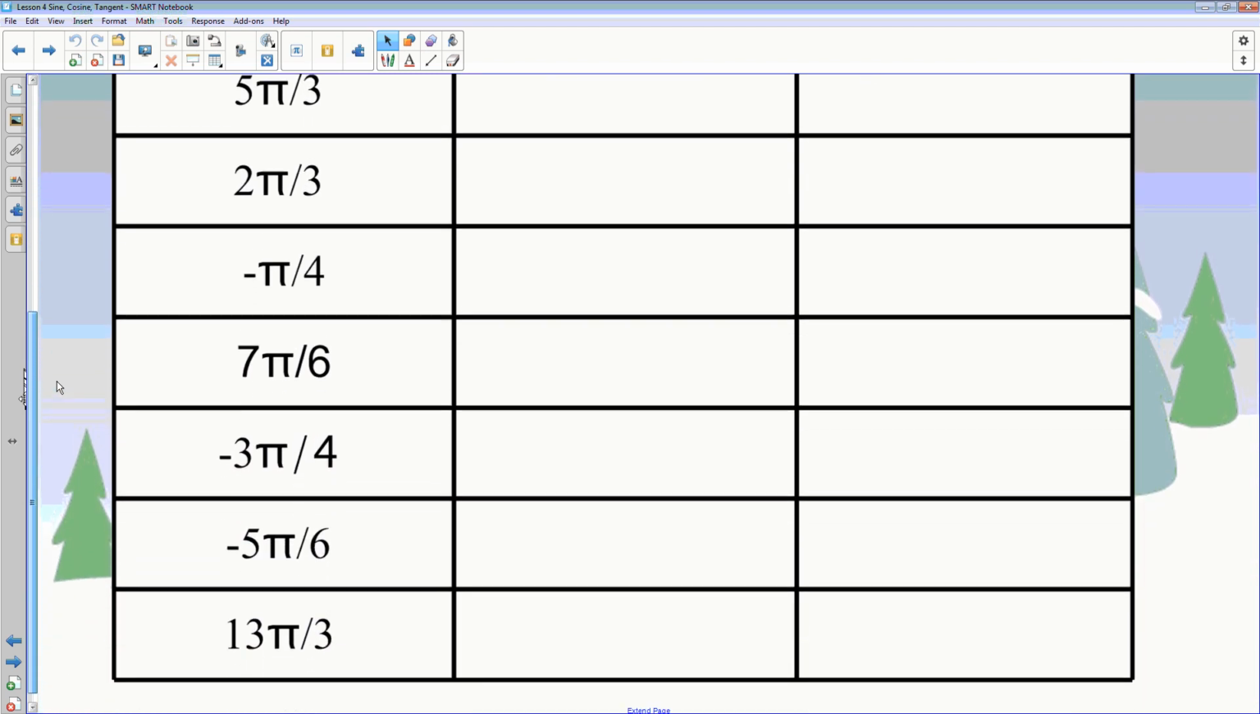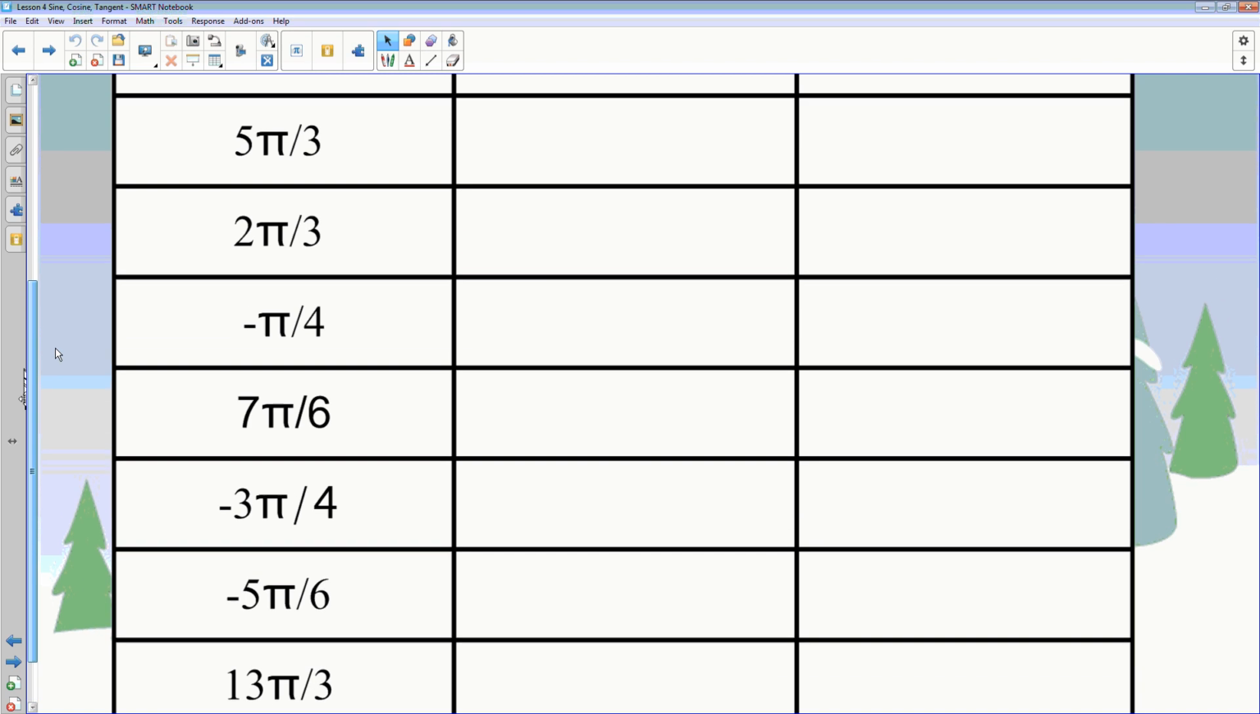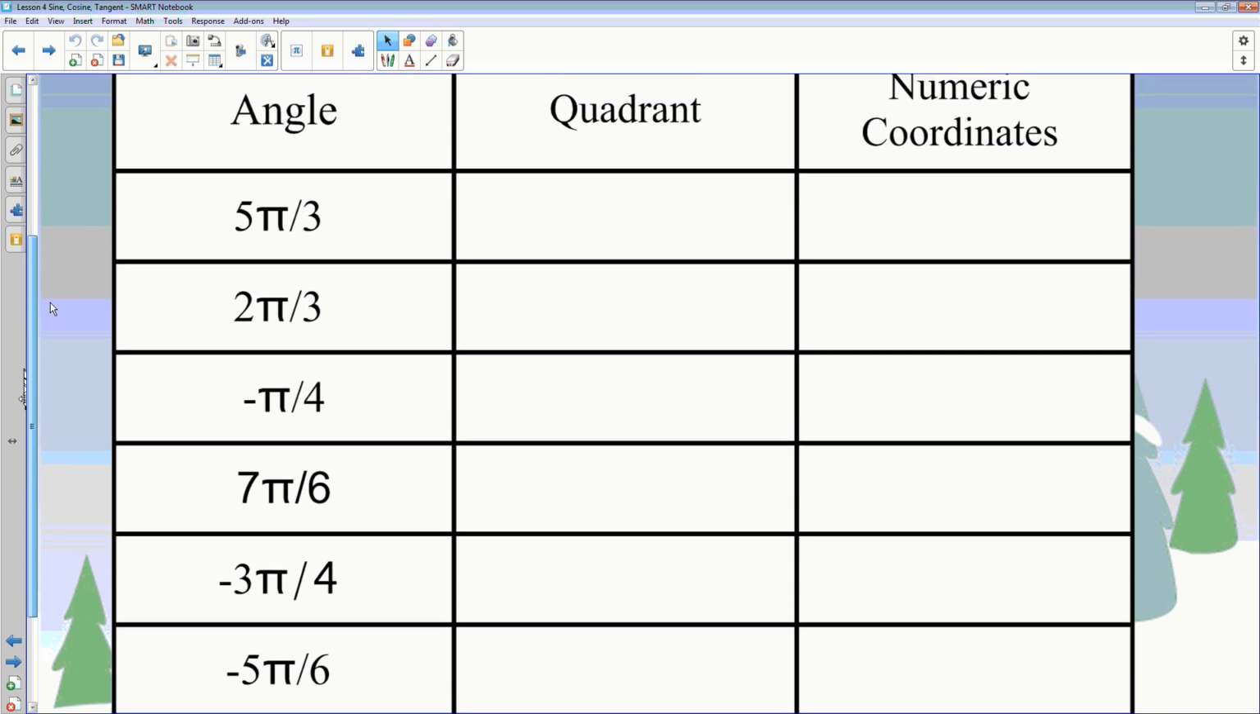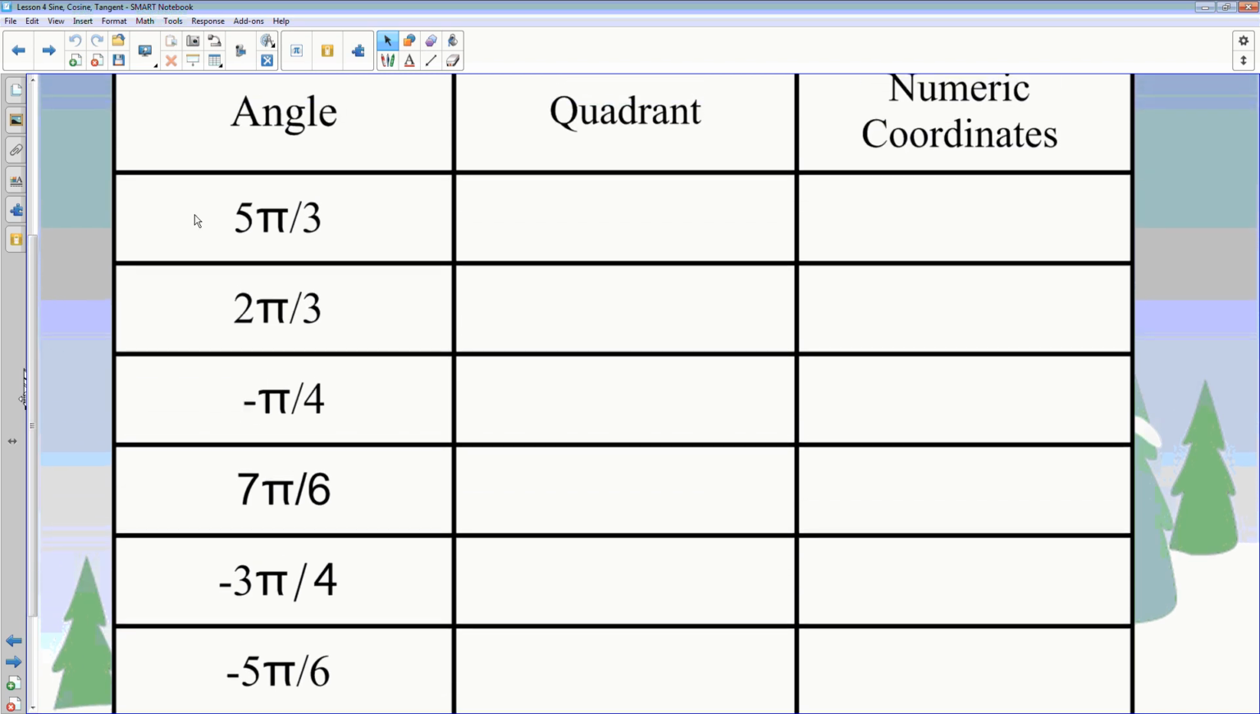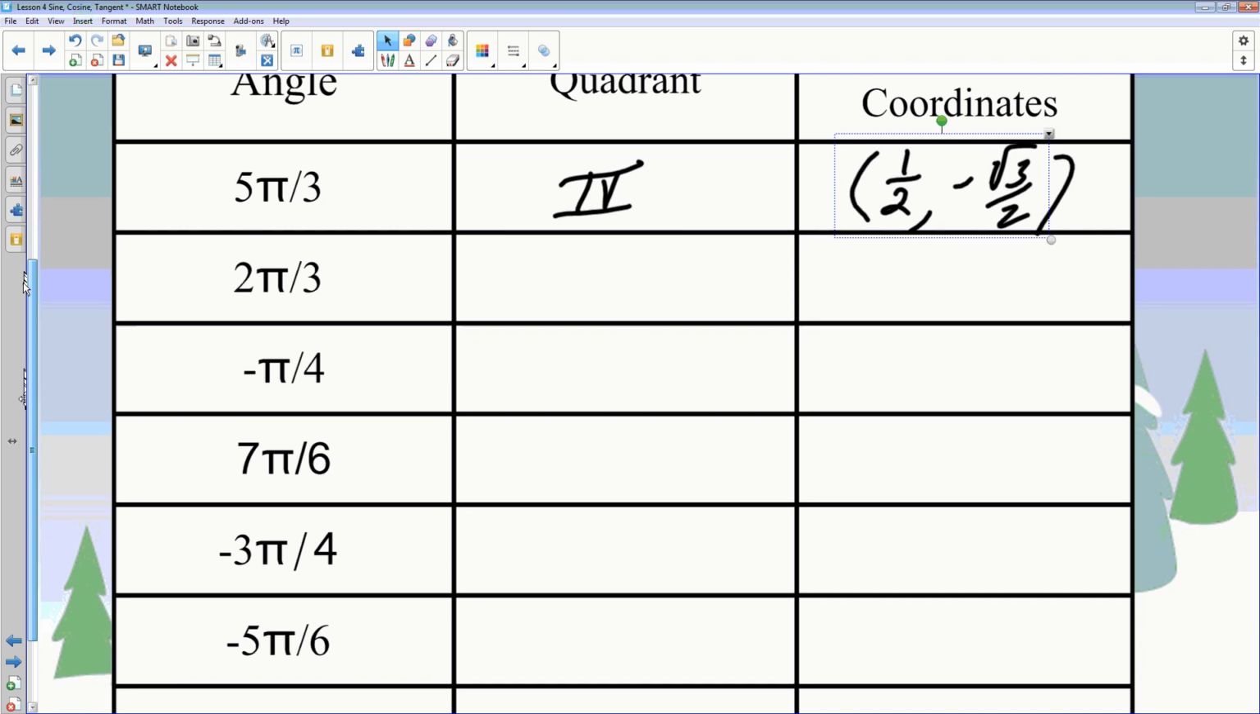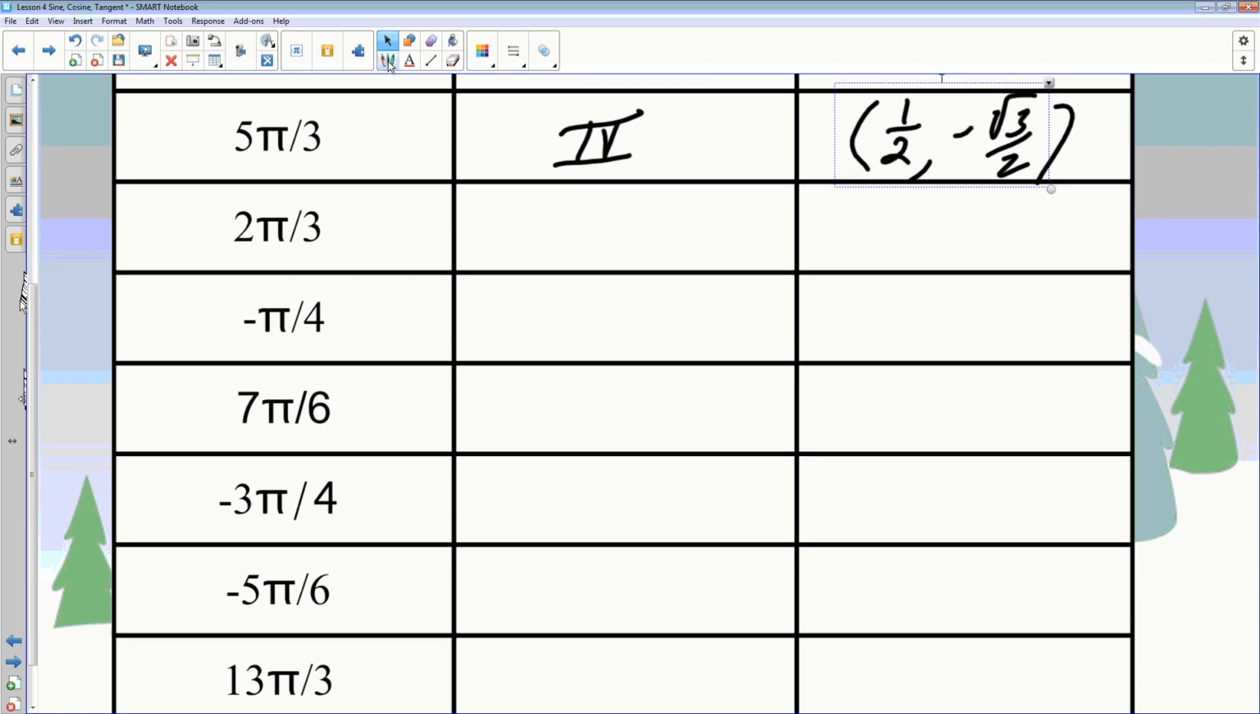So this slide is just kind of a review of last class. You're more than welcome to take a look at some of those. So if we have the angle 5 pi over 3, you got to think about where that is located. It's located in quadrant 4. And you should remember for your pi over 3s, your normal coordinates are 1/2 comma root 3 over 2. But when we're in the fourth quadrant, the x is positive and the y is negative. So you're more than welcome to take a look at these angles by yourself for a moment and press play when you're ready to go over them.